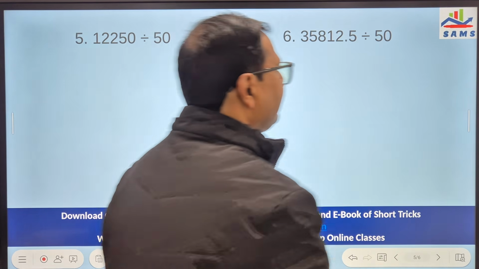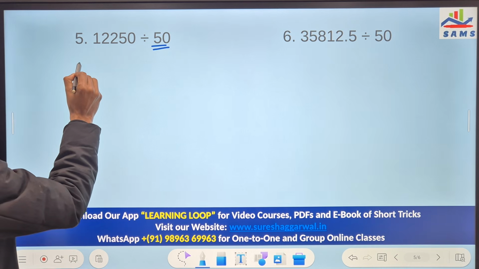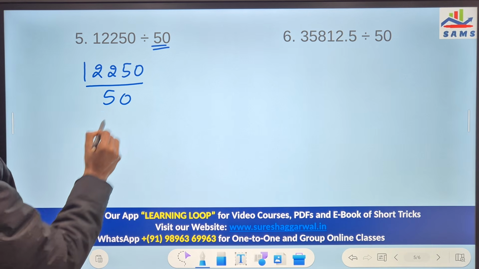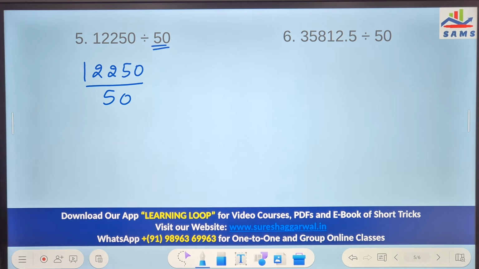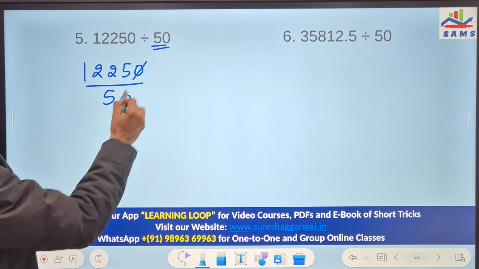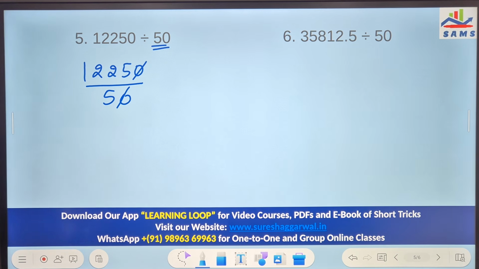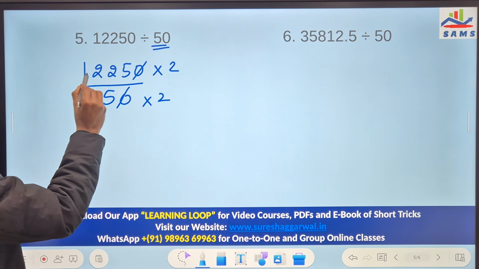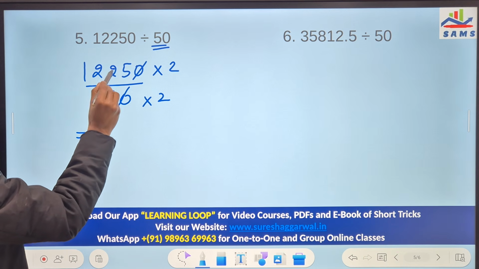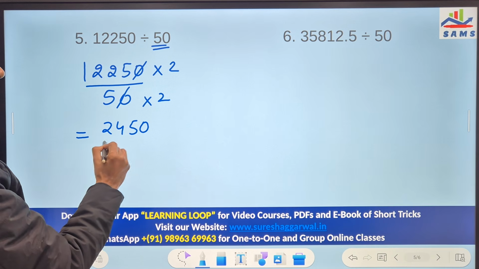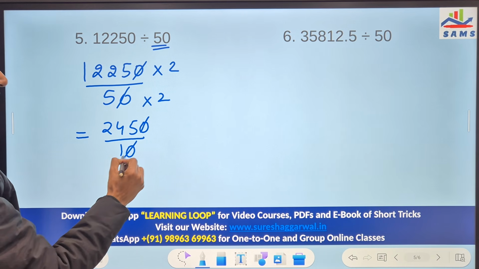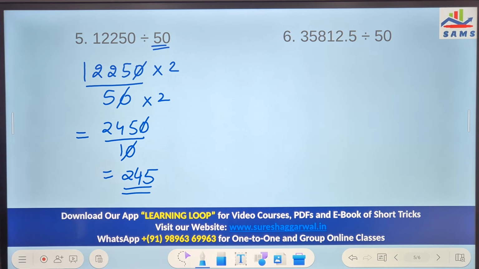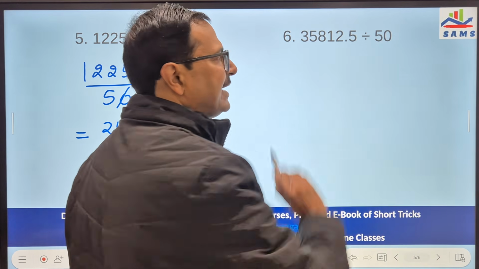Likewise, if you have 50 as the divisor, what will happen here is 12250 divided by 50. Now this is an easy one because this is not division by 50, this is division by 5. So 0 cancels out and you just have to divide this by 5. And division by 5 is like doubling and doubling. So 1225 becomes 2450. So 2450 and divide by 10, where 0 cancels out and the answer is 245.